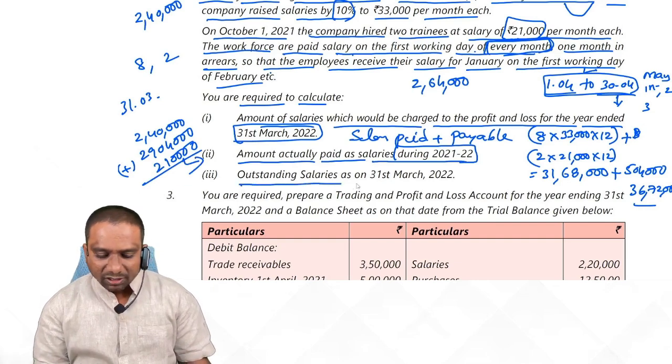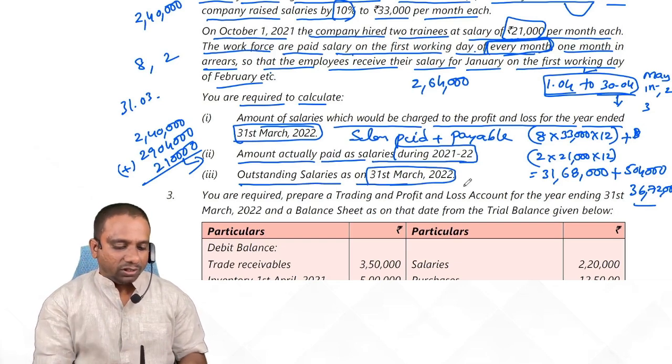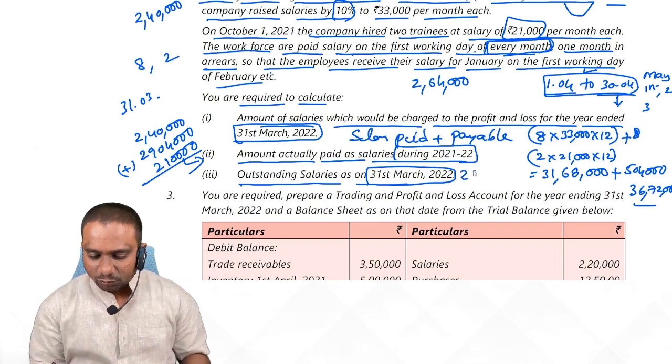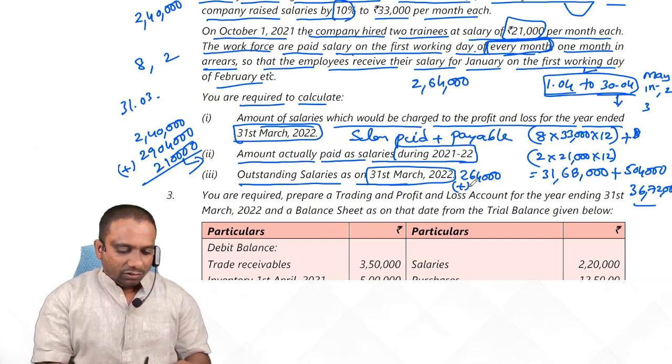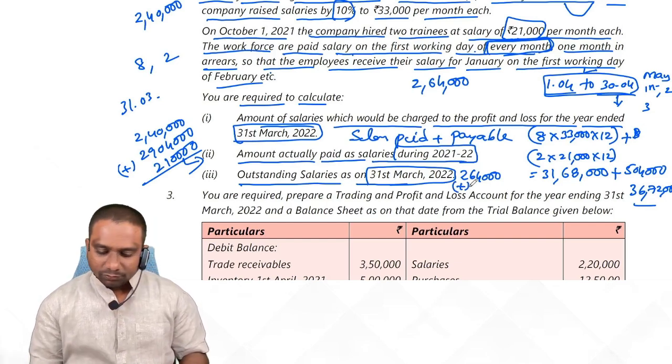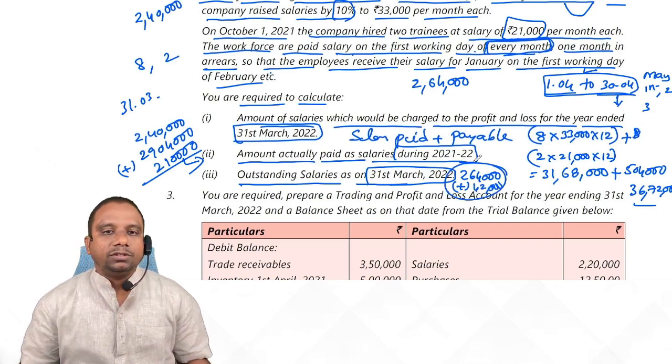Next, outstanding salaries as on 31st March 2022 means 1 month's salary in arrears. So 8 employees into 33,000 for 1 month, 2,64,000, plus 21,000 into 2 employees, 42,000. This total is the arrears amount. Clear, students?